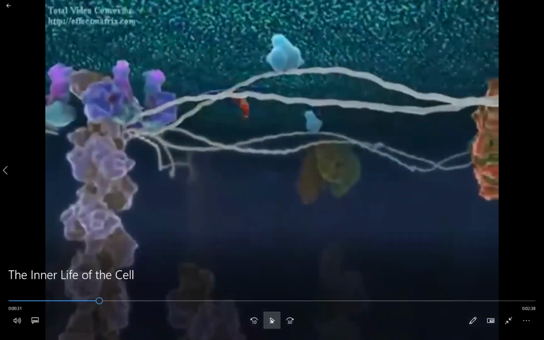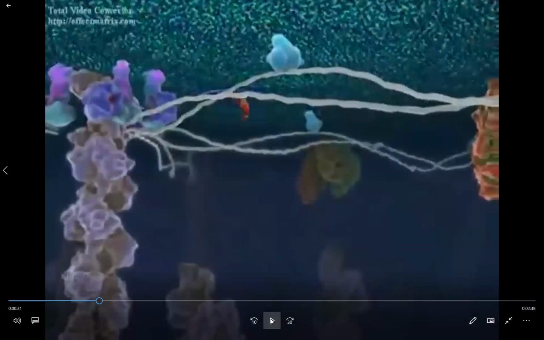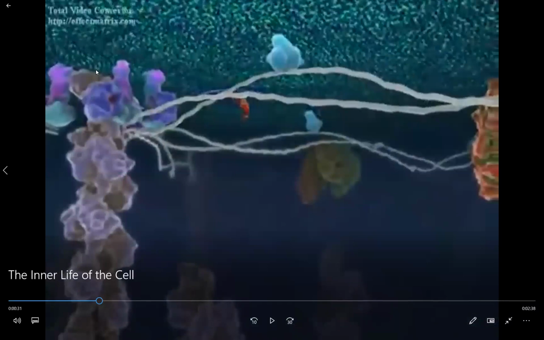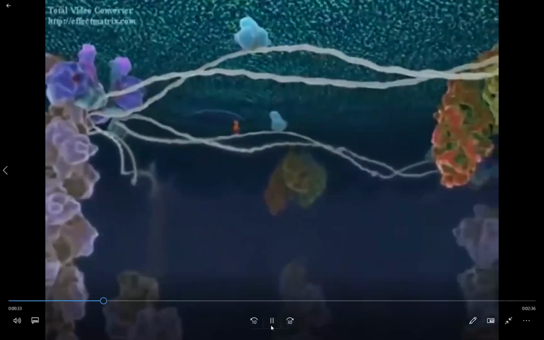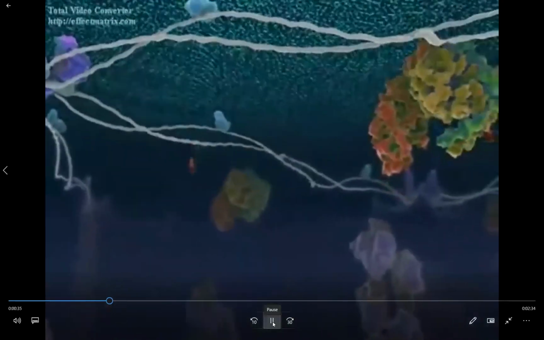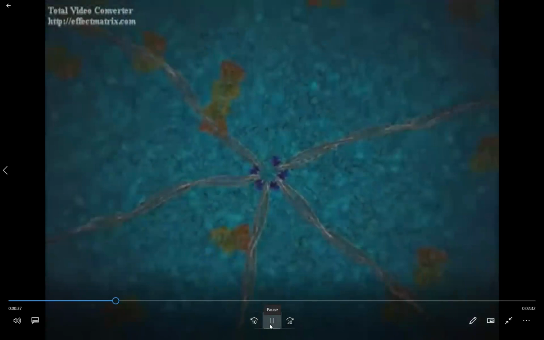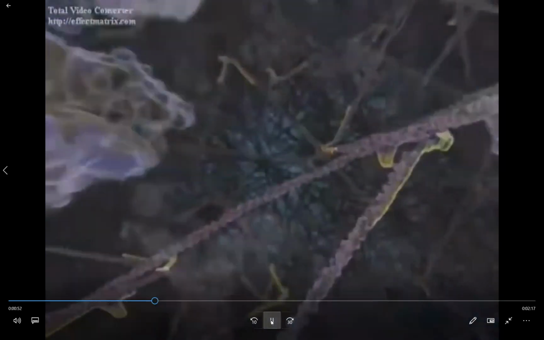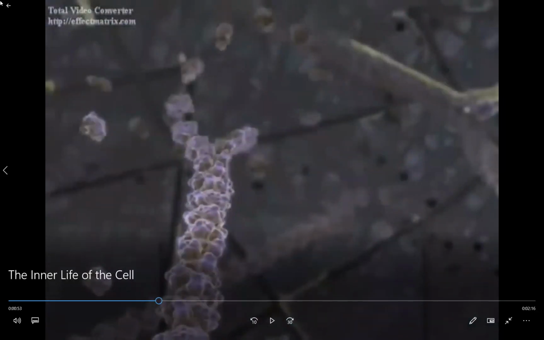So now this is inside the cell. So now we are in the cell, okay? This is inside. We've gone from the outside to the inside. All these little things, these strands, that's part of the cytoskeleton that you're seeing. So this is all cytoskeleton.